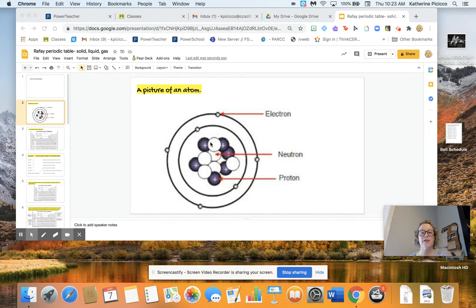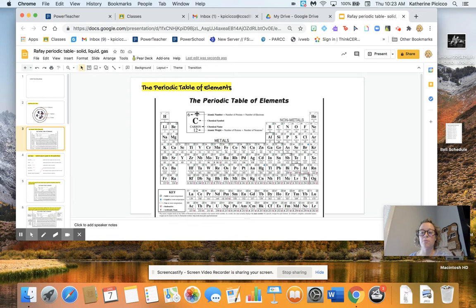Atoms make up everything. The different kinds of atoms that exist are all on this chart that we looked at before break called the periodic table of elements. So if you look at it, hydrogen, H, is an atom. He, helium, is an atom. All these boxes represent different atoms, different things that exist.